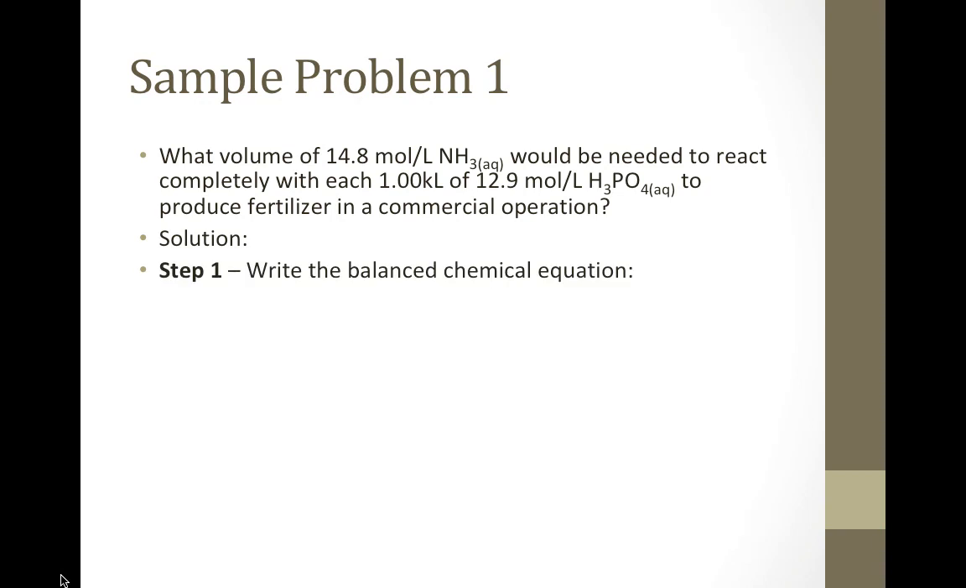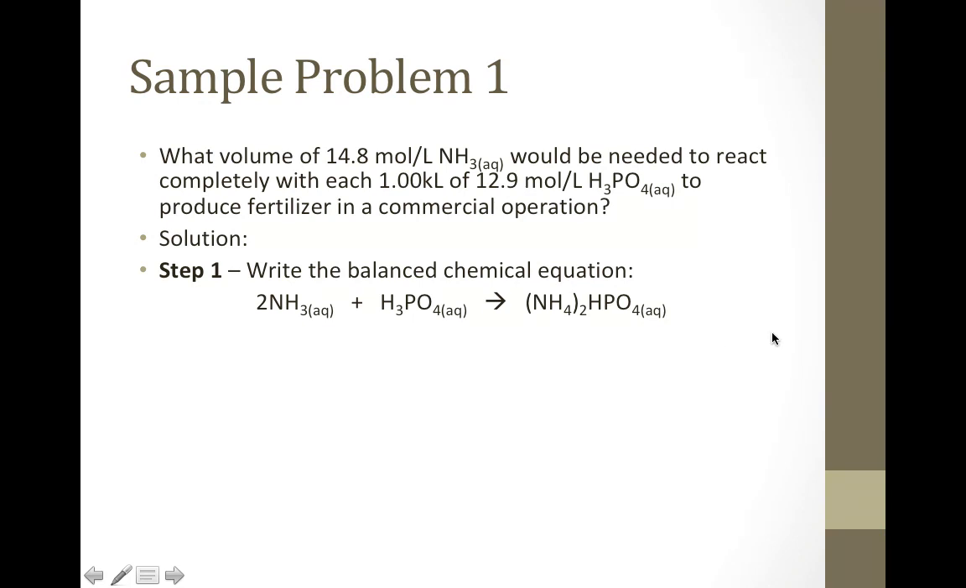So as always, we need to write out a balanced equation. In this case, we have NH3 reacting with H3PO4, and this generates (NH4)2HPO4. You would be given this product. I know it's not explicitly told in the question, but you're not going to be expected to predict products for reactions that we have not looked at.